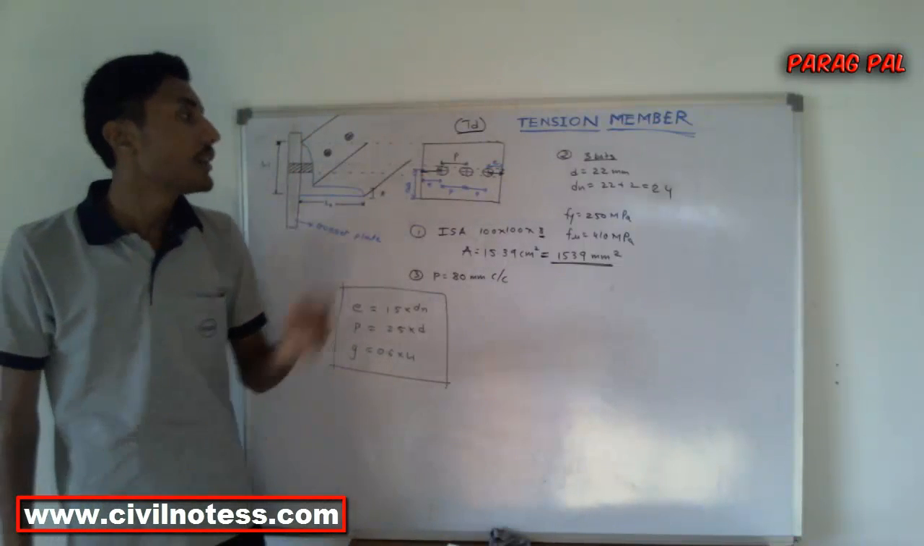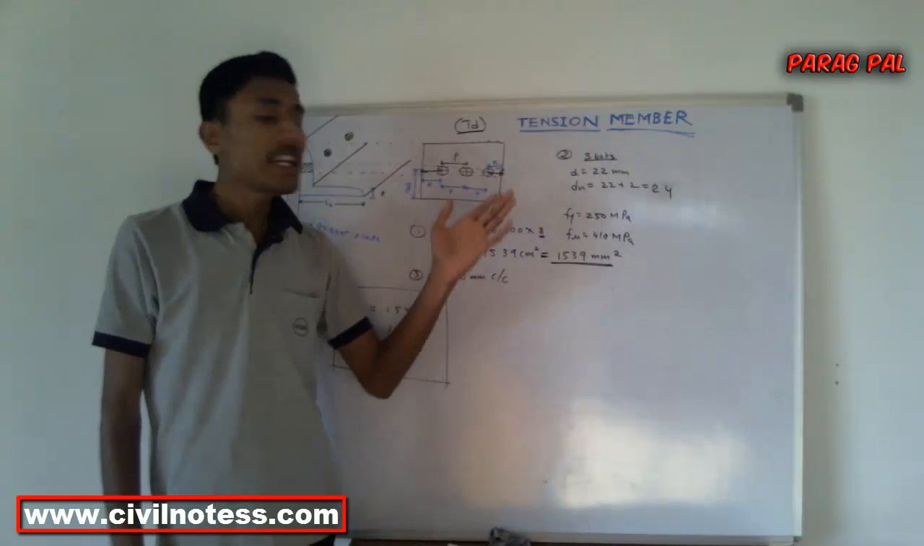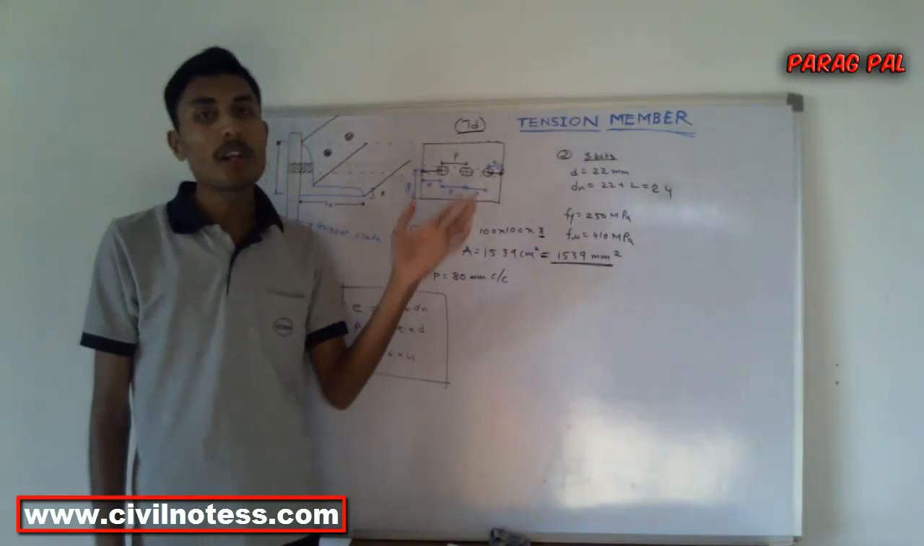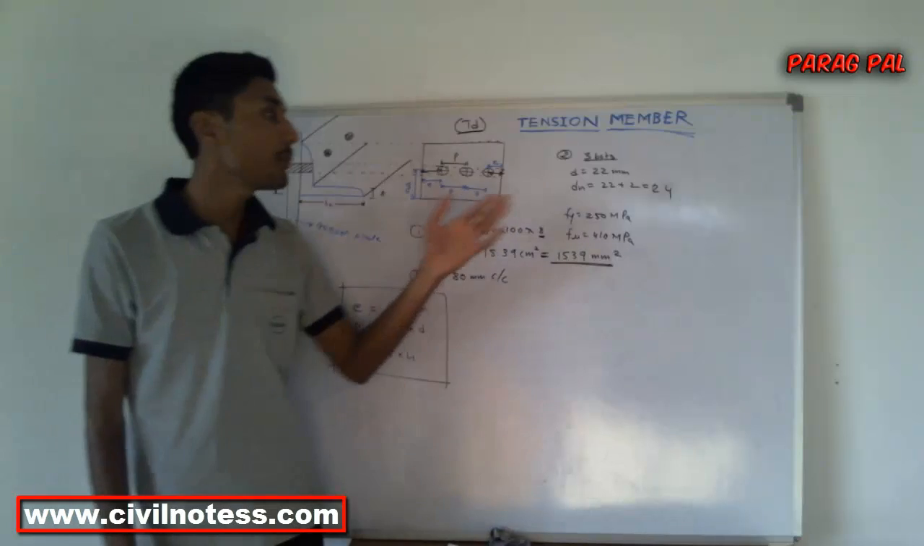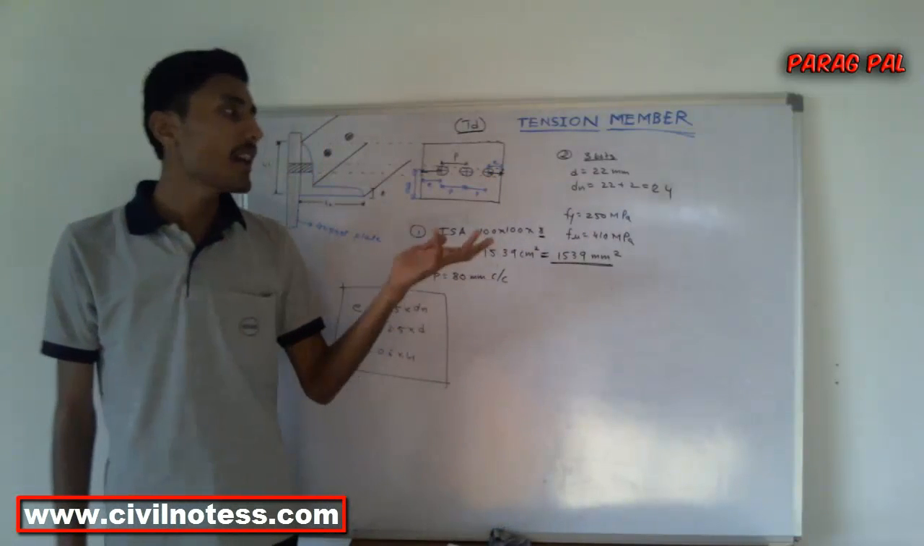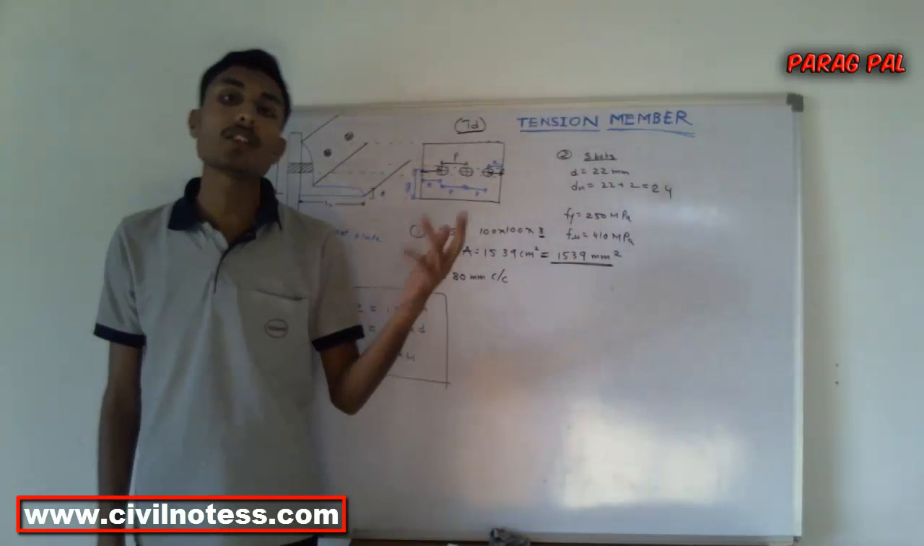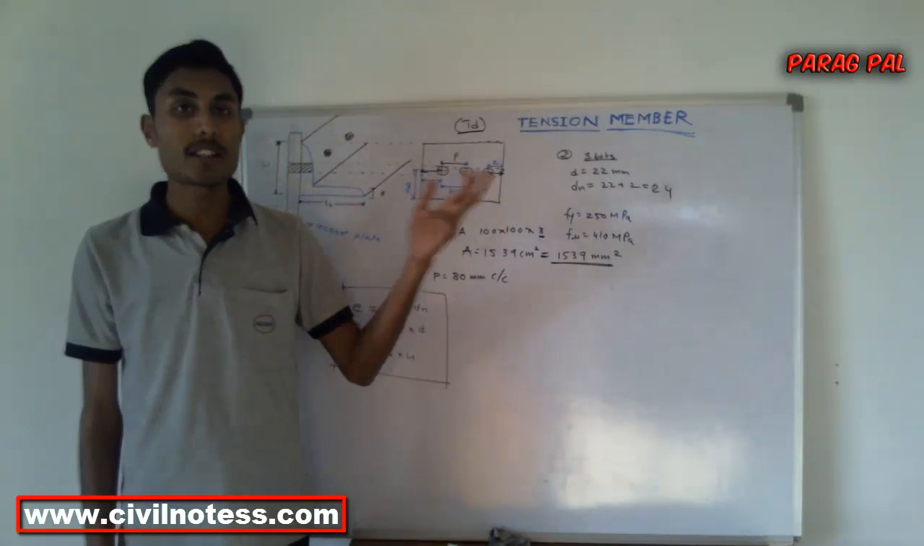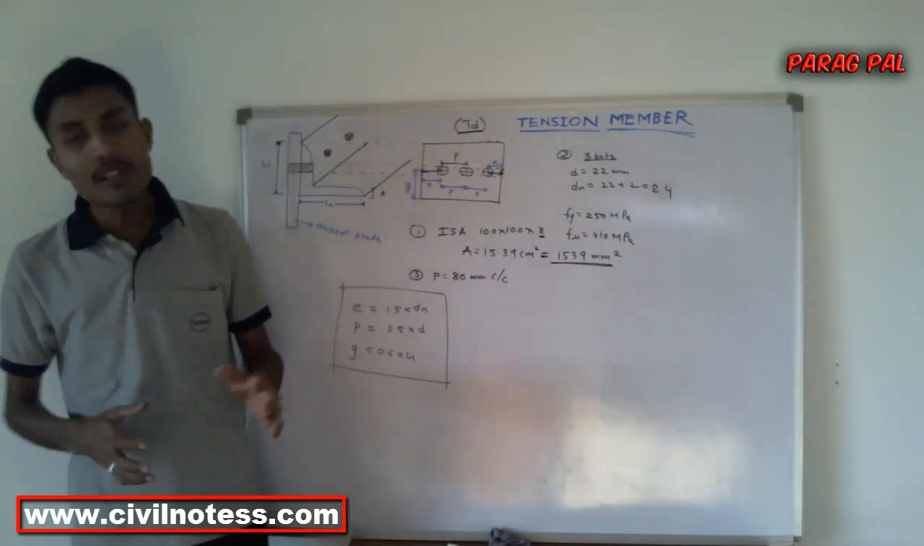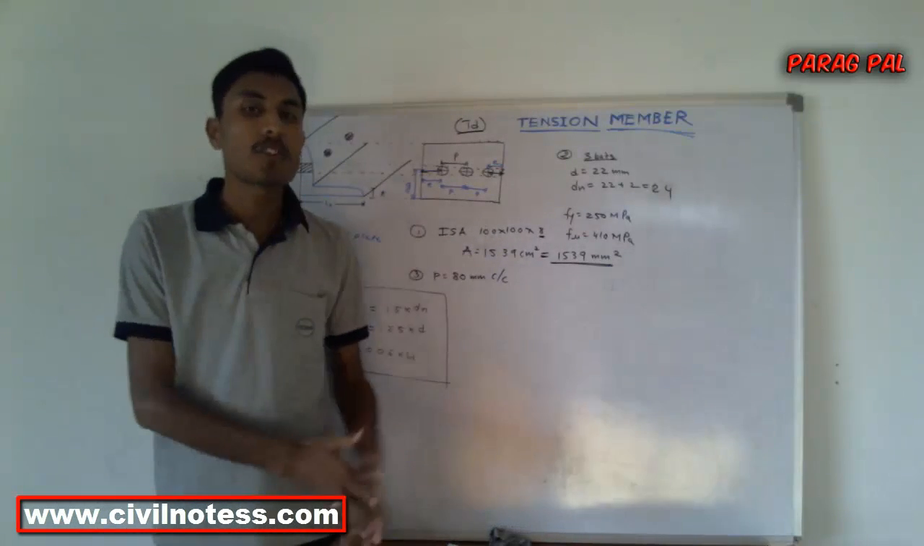Now the bolts are already given to you. So D equals 22 mm. What is the nominal diameter? We take the nominal diameter as a +2 value in each case. If the value given to you is 19 mm, then it is 19 plus 2, that is 21. We are going to add that as our nominal diameter. The same thing is done in your compression member also.